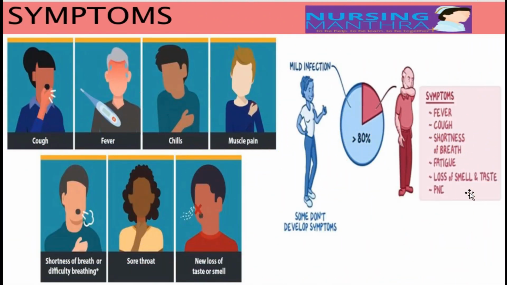Now, we can see the symptoms. Symptoms of COVID-19: cough, fever, chills, muscle pain, shortness of breath or difficulty breathing, sore throat, and new loss of taste or smell. Among cases, 80% will be a mild infection, and the remaining 20% are severe infections.